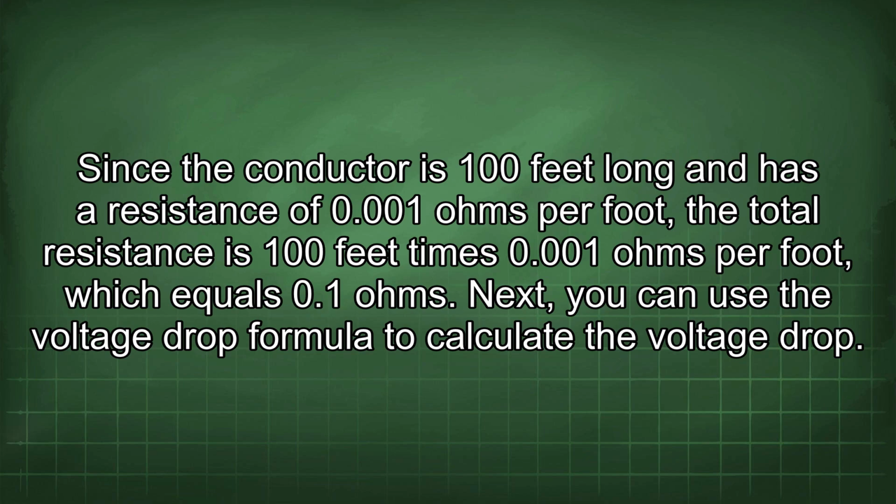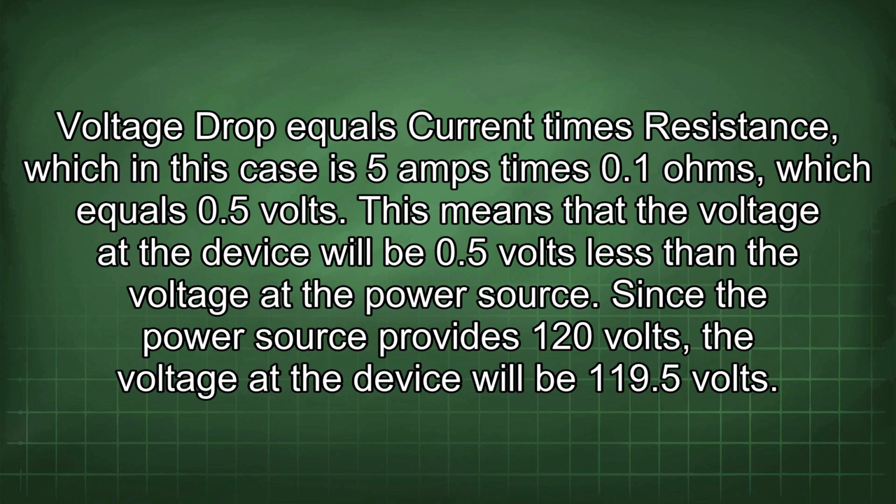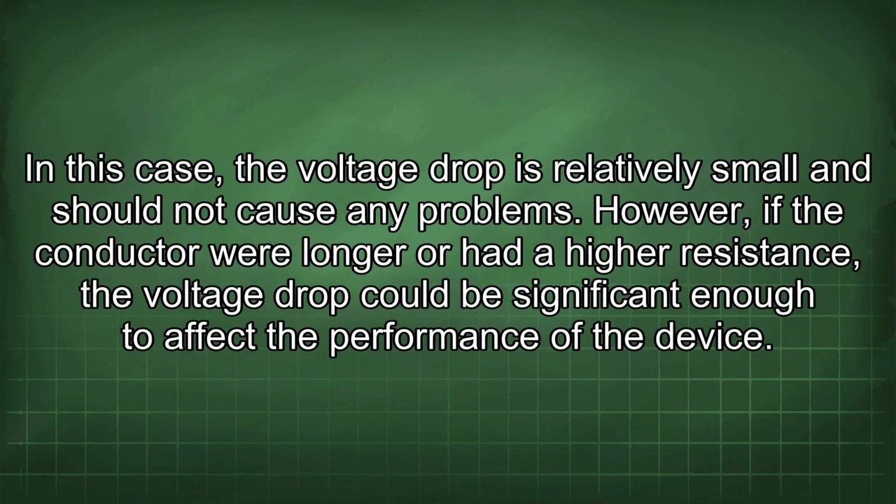Next, you can use the voltage drop formula to calculate the voltage drop. Voltage drop equals current times resistance, which in this case is 5 amps times 0.1 ohms, which equals 0.5 volts. This means that the voltage at the device will be 0.5 volts less than the voltage at the power source. Since the power source provides 120 volts, the voltage at the device will be 119.5 volts. In this case, the voltage drop is relatively small and should not cause any problems.